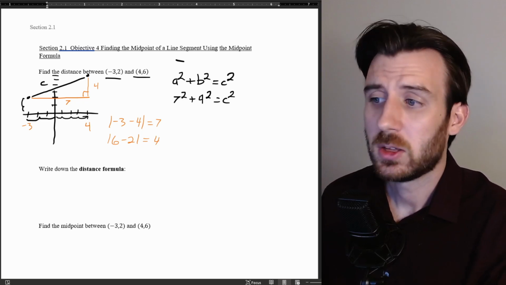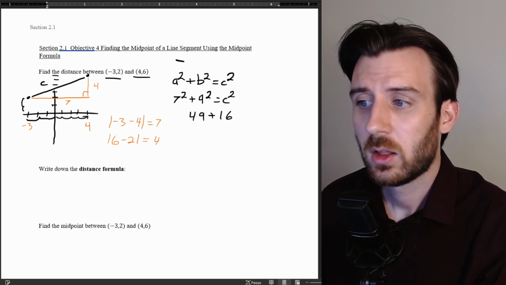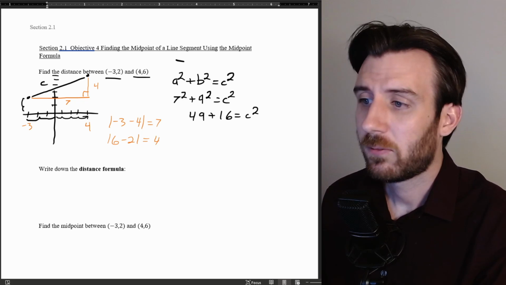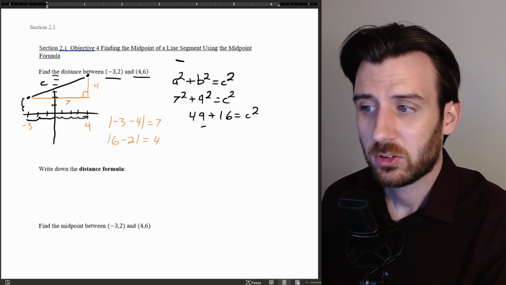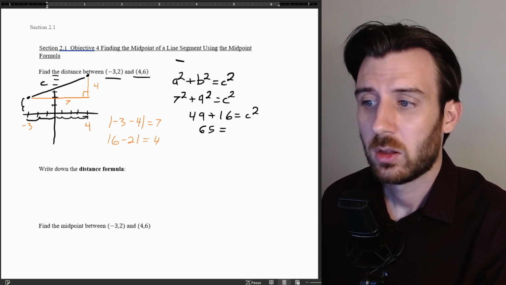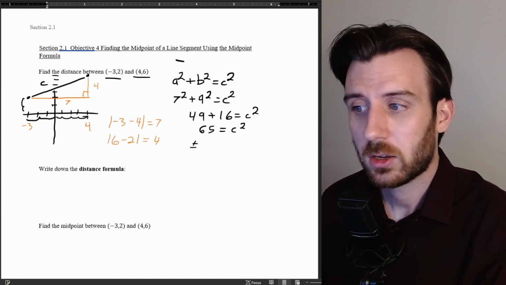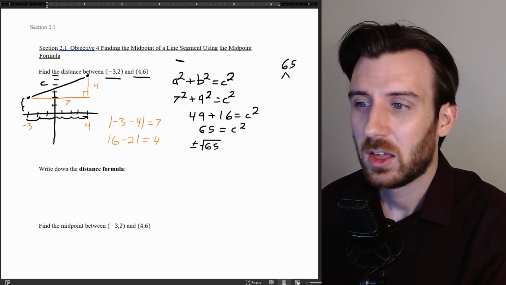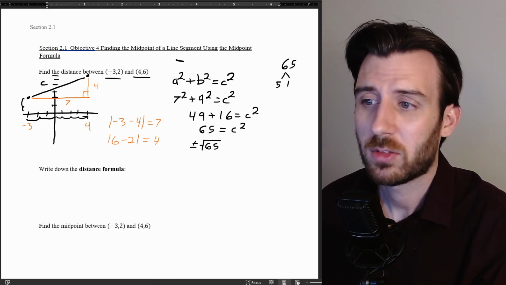All right, 7 squared would be 49. 4 squared would be 16. C squared, I don't know yet. All right, and so 49 plus 16 gets me 65 equals c squared, and then I could do a plus or minus square root on both sides. So that gets me plus or minus the square root of 65. And I could check real quick to see if 65 is going to factor at all and simplify. That would be 5 times 13.